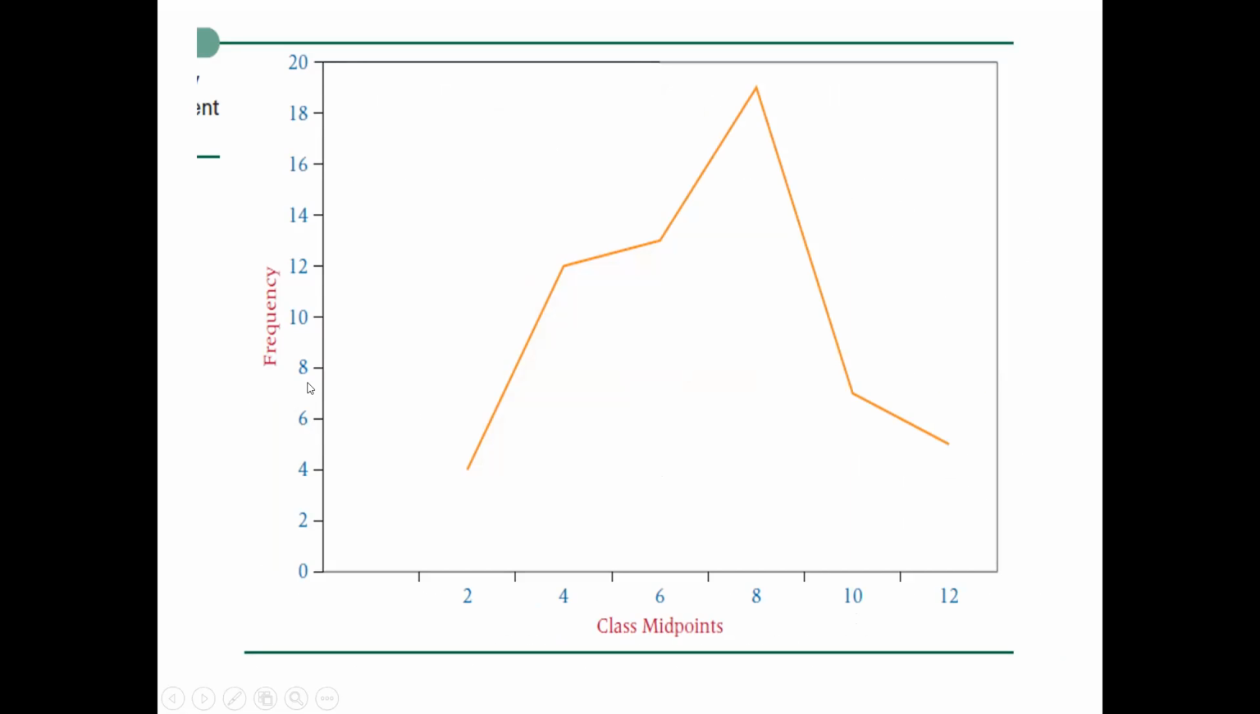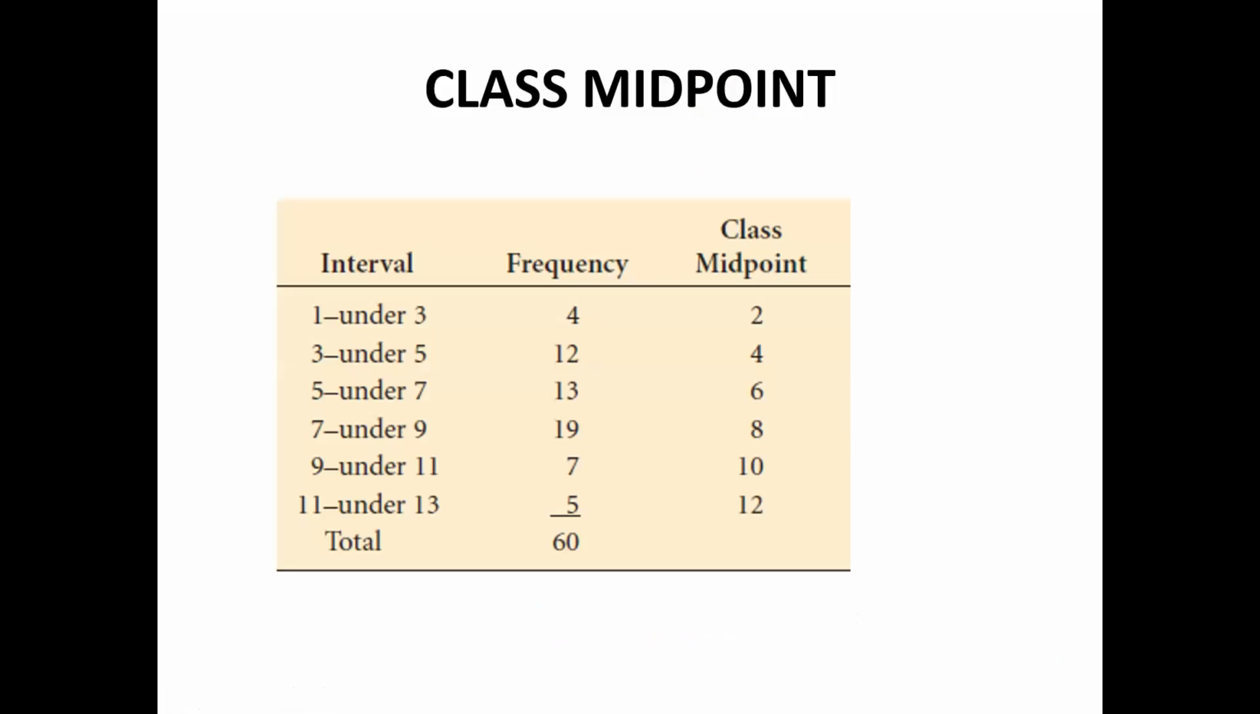On the y-axis we have frequency, but on the x-axis the class and midpoint have come. So we determined the class midpoint last class. How to calculate the class midpoint? It is an average of 1 plus 3 divided by 2. So it is an average of the end points of your interval. 3 plus 5, 8, divided by 2, that is 4. 5 plus 7 divided by 2, that is 6.